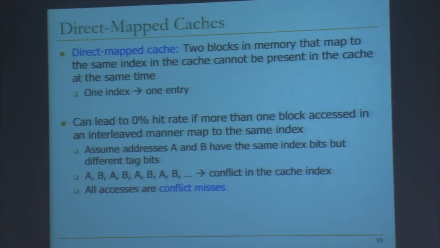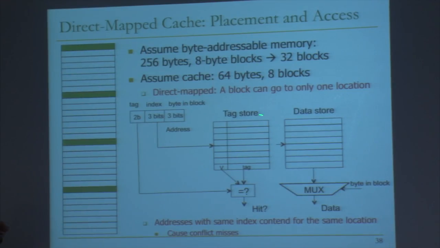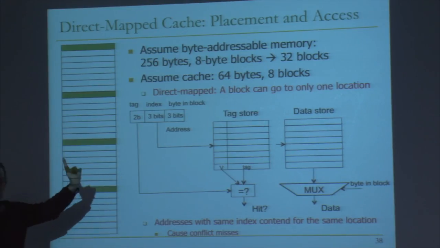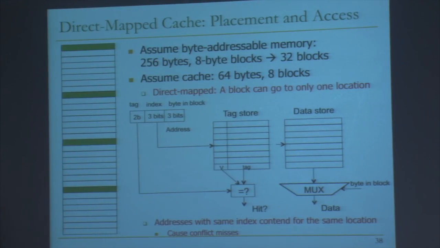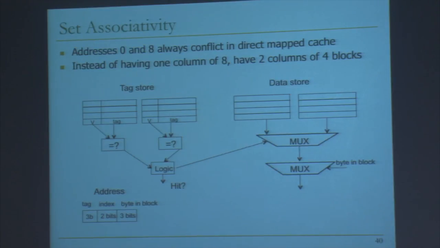So how do we actually eliminate or reduce the amount of conflict misses? Conflict misses happen because a block can go to only a limited number of locations in the cache. In this case, the limited number is 1, only one location. So let's relax this a little bit. Basically, that's the idea of associativity, set associativity.